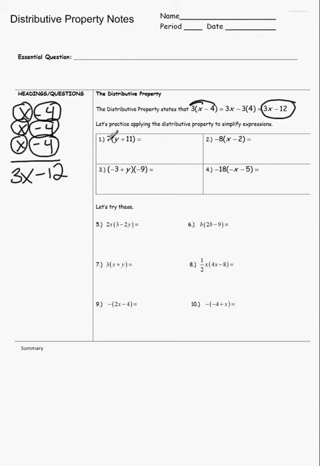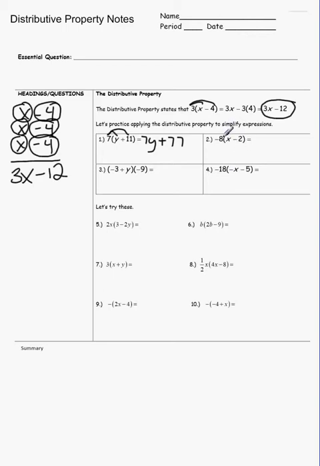So let's look at number 1. Number 1, 7 times y plus 11. Again, it says 7 groups of y plus 11, or 7 times y and 7 times 11. Because we don't know what y is, we can just say that's 7y. And then 7 times 11 is 77, so we have 7y plus 77. All right, let's do number 2 together, and then you'll do number 3 and 4.